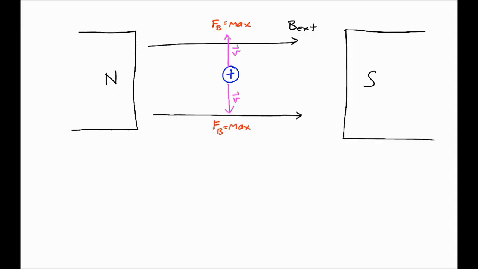But if it's moving to the left or the right, then the angle is 0 or 180 degrees, and then it does not experience a magnetic force. And if the angle is somewhere in between, then the magnitude of the force is somewhere in between 0 and the max. So for any of these directions, let's say the magnetic force is a medium value.